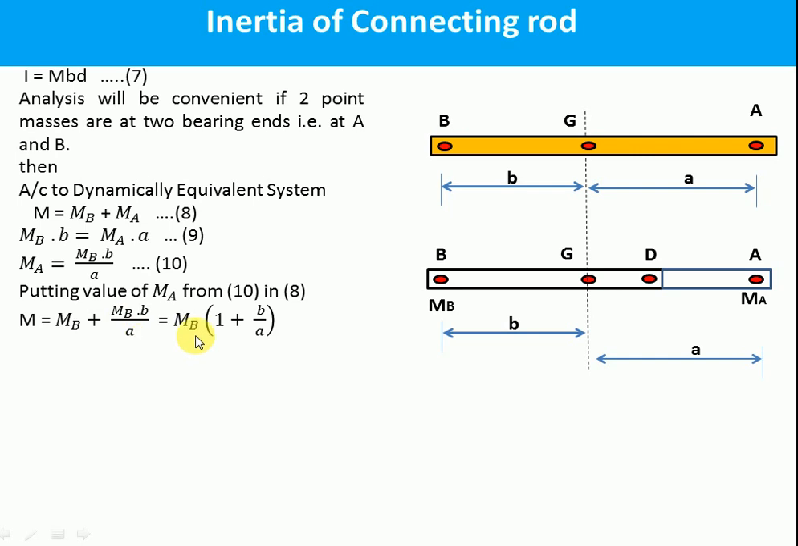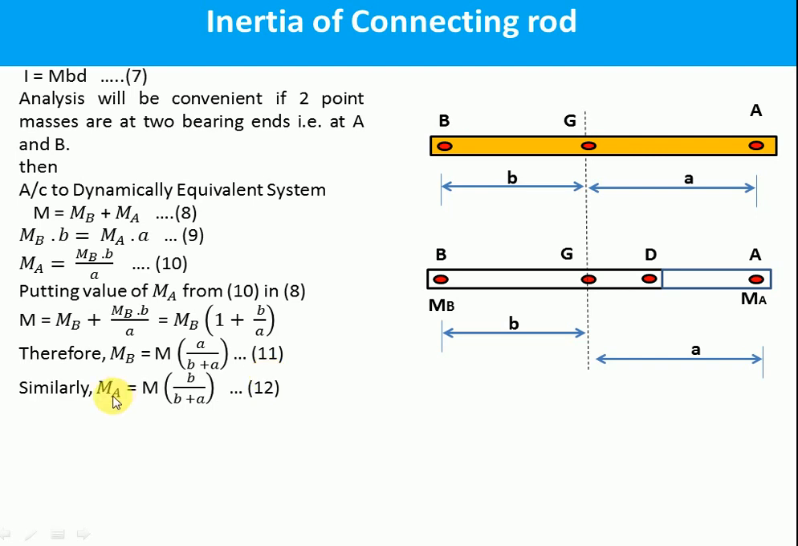we get M is equal to MB plus MB into B upon A. Take MB common, it is MB into 1 plus B by A. So MB will be equal to M, therefore MB is equal to M into A upon B plus A. Let it be equation 11. Then MA is equal to M B upon B plus A, in the same way as we have done with MB. Let it be equation 12.